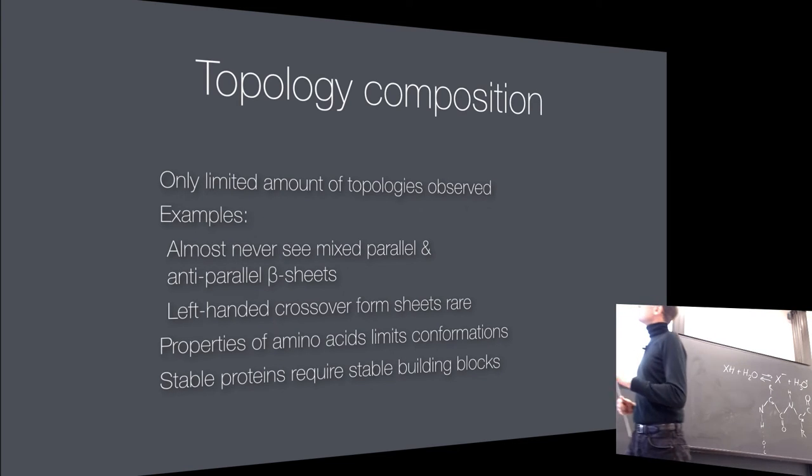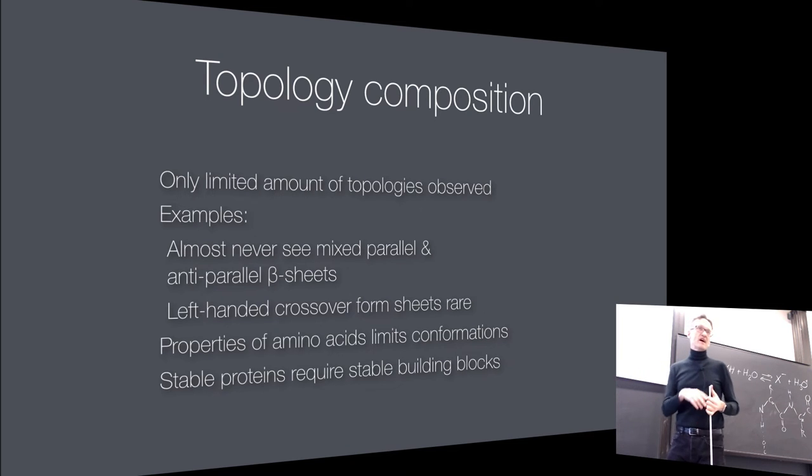So the point here is that there are not really that many different topologies or different patterns of generating things. And that's simply because these are complicated molecules. There are not that many things that are both regular and that can be reused. You virtually never see mixed parallel and anti-parallel beta sheets because you need a pattern, right? And it's complicated to mix different patterns. It's easier to stick to one pattern. But there are always exceptions from everything.